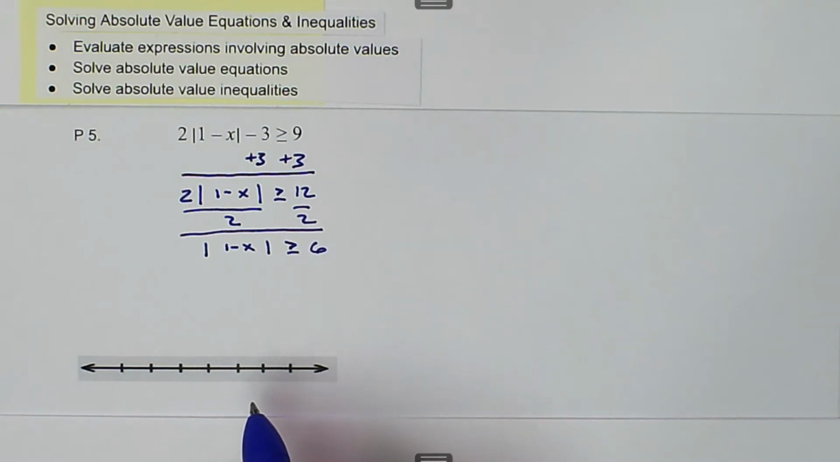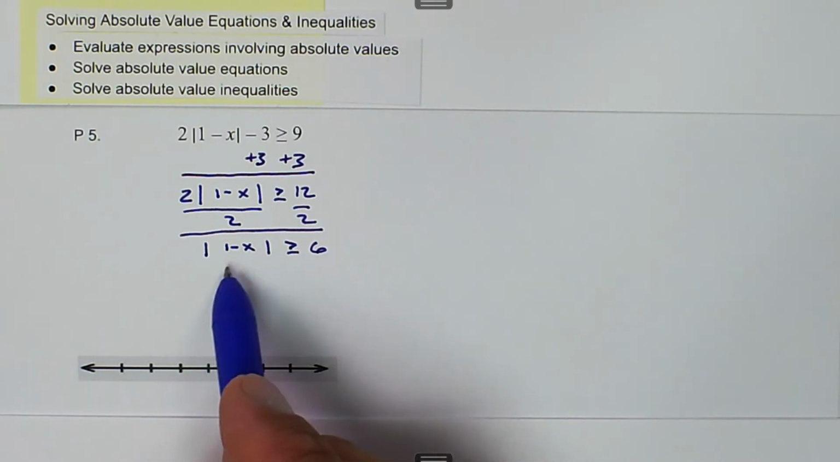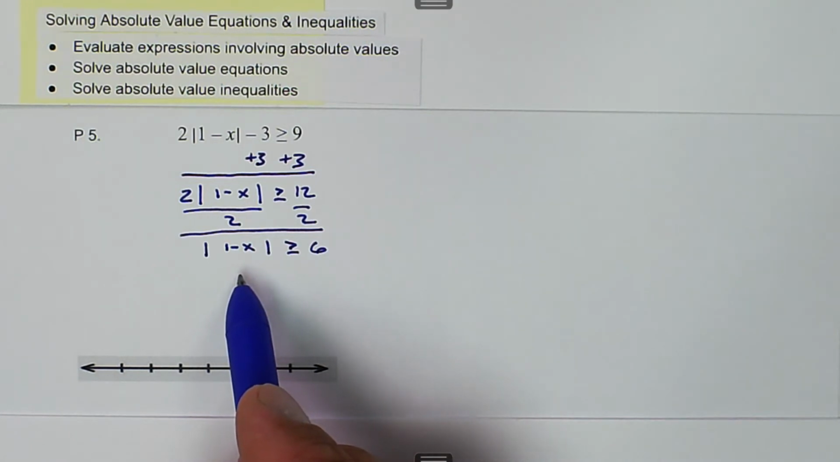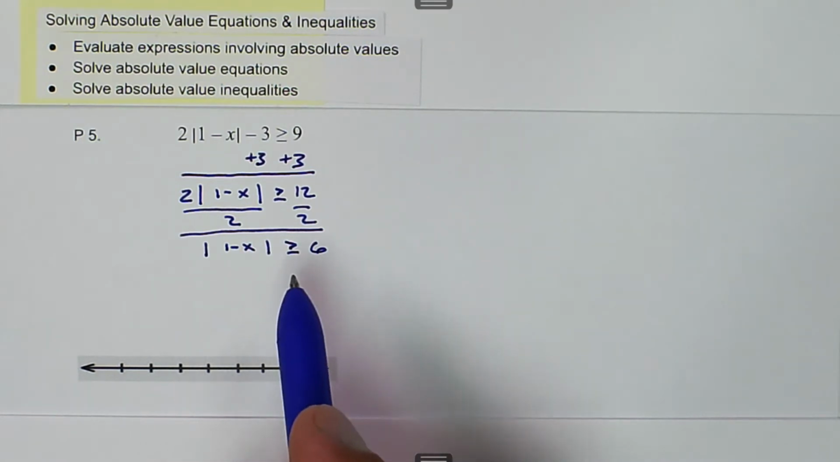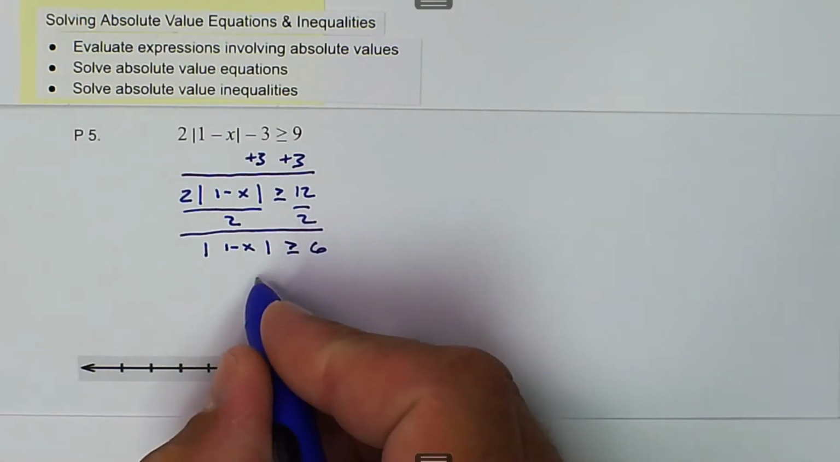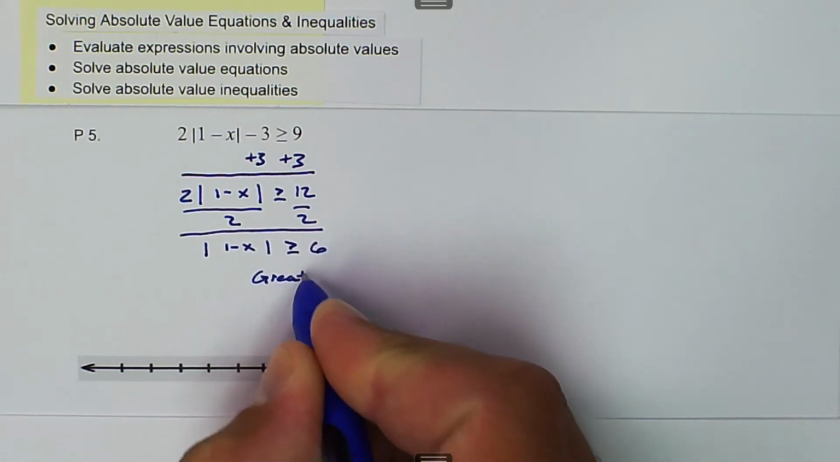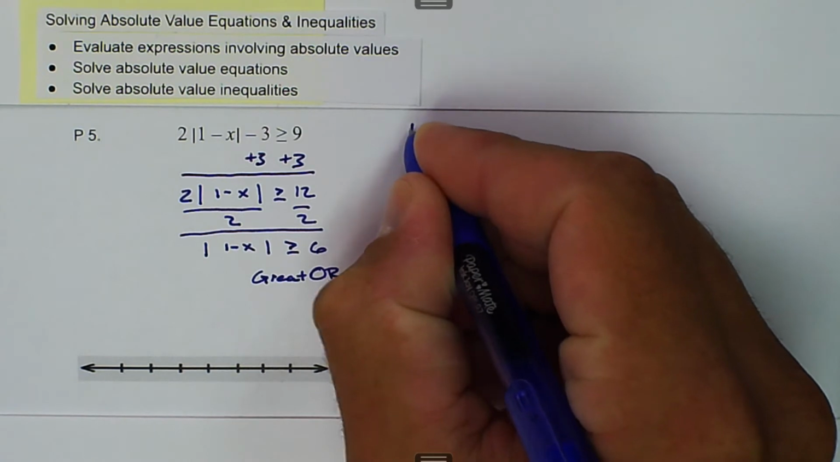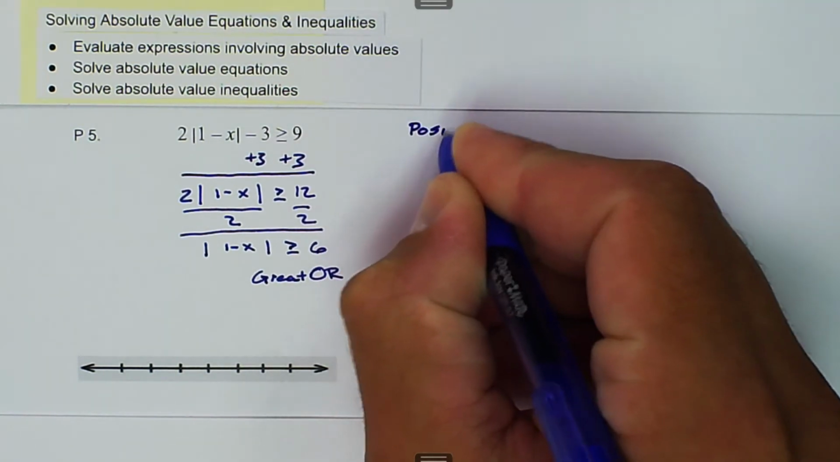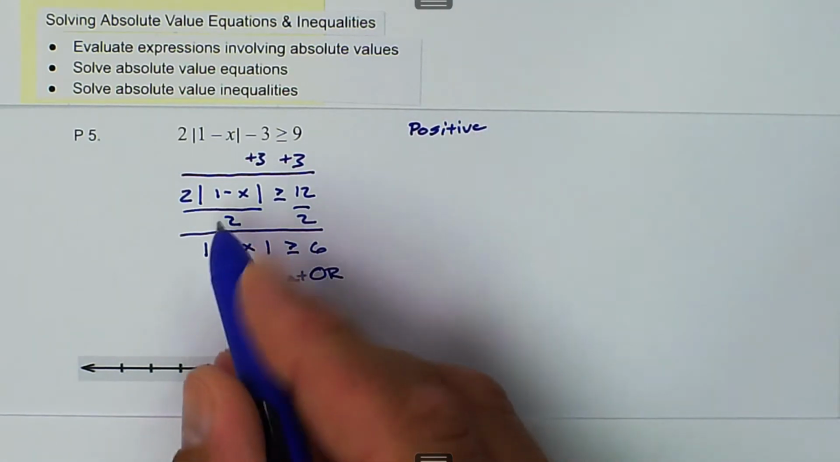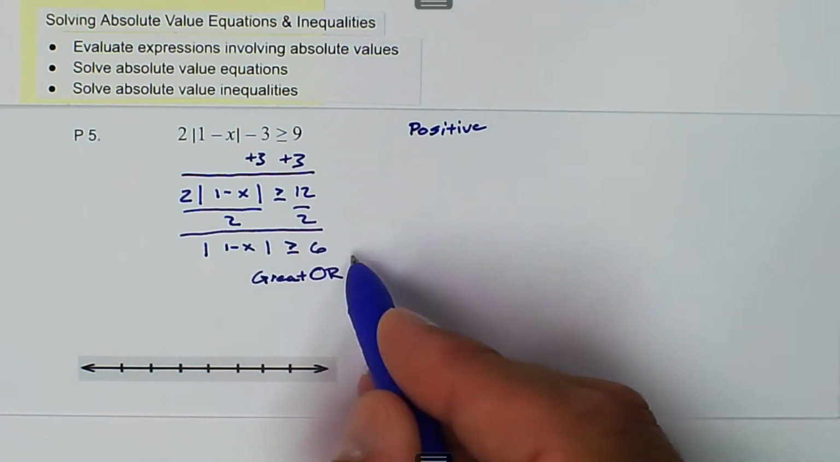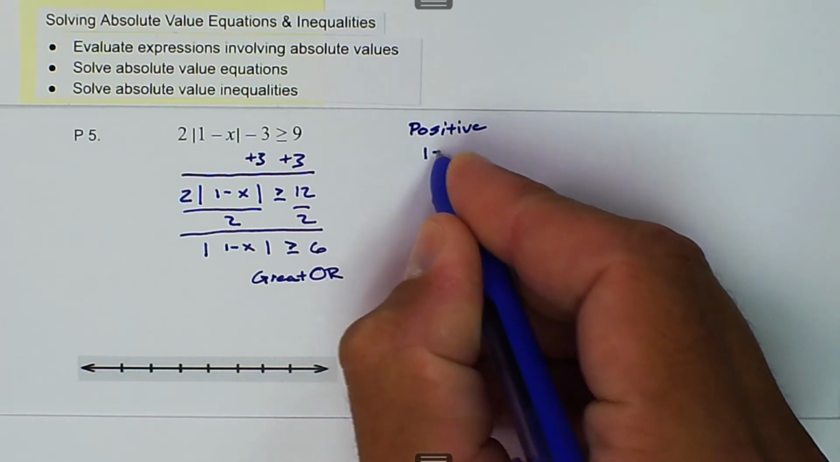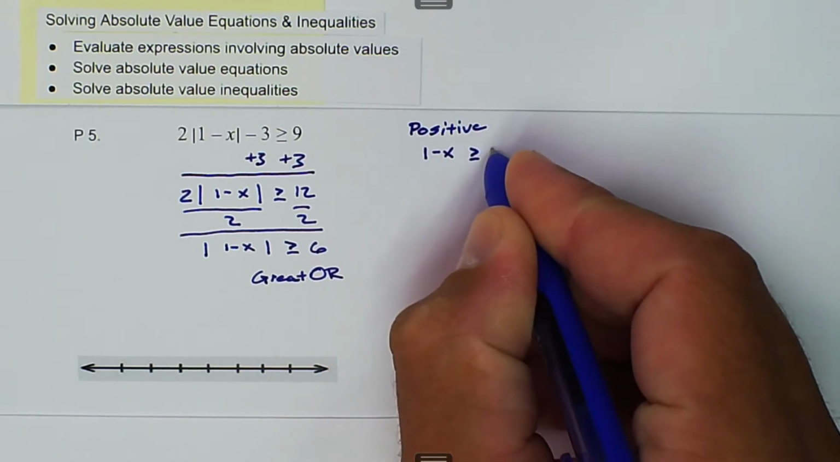At this point, we have the absolute value by itself on the left side, and that's when we can decide if I need to use "and" or "or." This one is going to be "greater than," so "or." When I rewrite my inequalities, I want to use "or" to join them. We still have to account for a positive value inside the absolute value. Positive, we just write down as is. So 1 minus x is greater than or equal to 6.